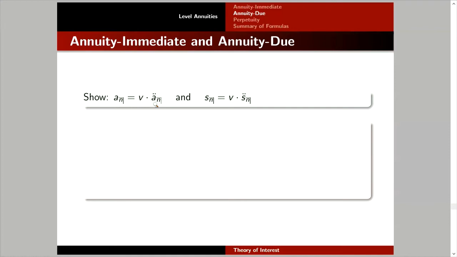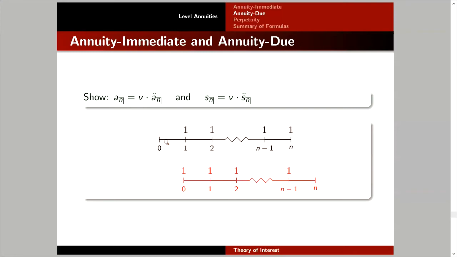Okay, let us have timelines here. This is the standard timeline for an annuity immediate, right? Payments are made at the end of each period, for n periods. Now, I'm going to have this second timeline. Let's consider this black timeline as our original timeline.